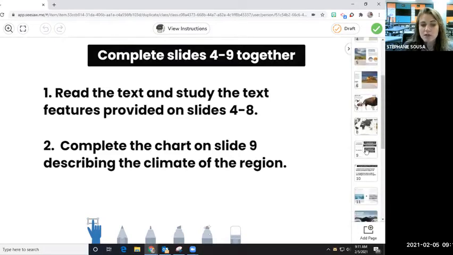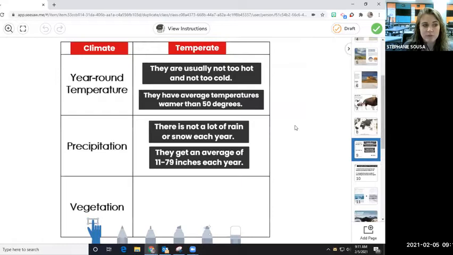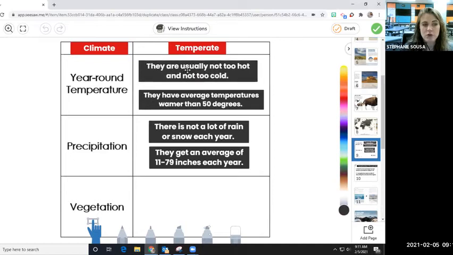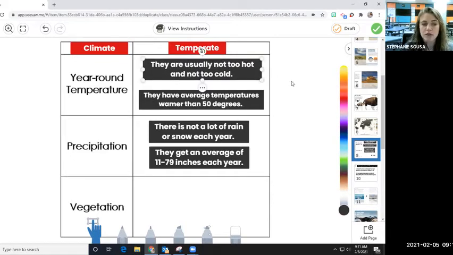Let's go ahead and go to slide 9 now. You're going to see that slide 9 actually already has some information filled in for you. Okay? Slide 9 says that we are looking at the climate of a temperate region. The year-round temperatures are usually not too hot and not too cold. This is what we call mild.